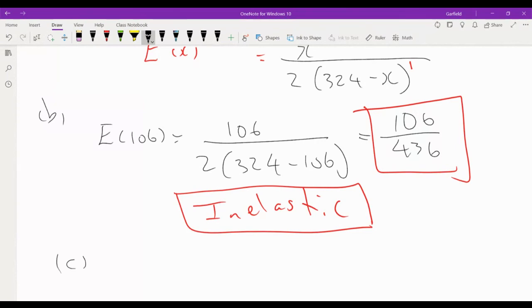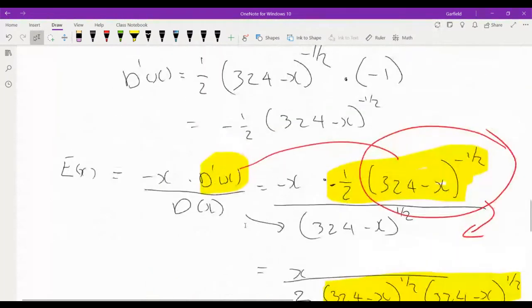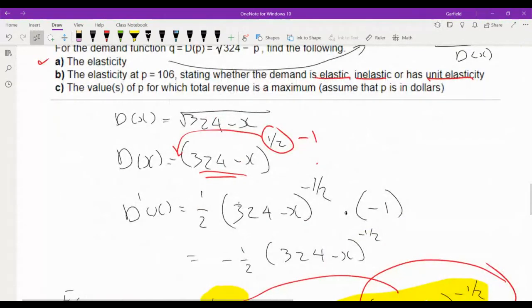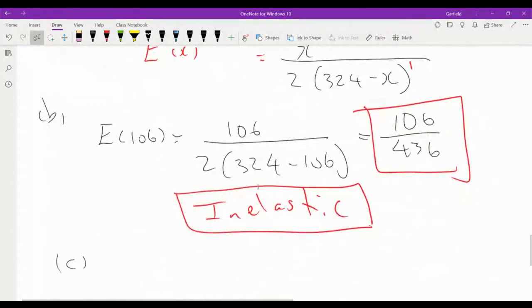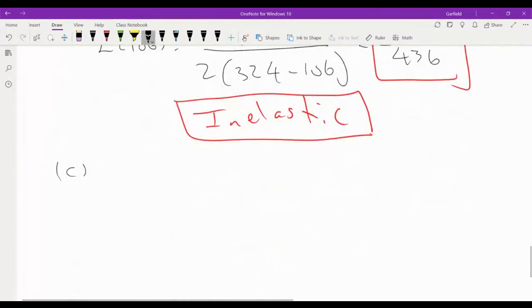It's got part C. Because you always want to know whether it's elastic or inelastic. Oh, and even more importantly, what we want to know is, where do we maximize our revenue? How do we maximize our revenue? Maximum revenue occurs where E of X is equal to 1. That's how we maximize our revenue.